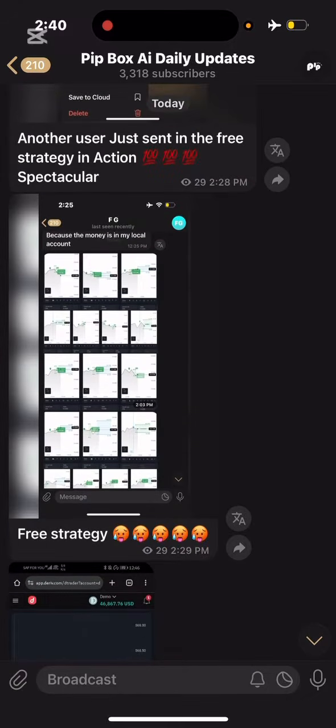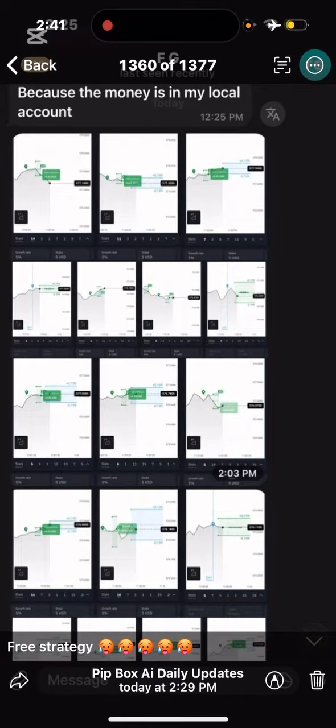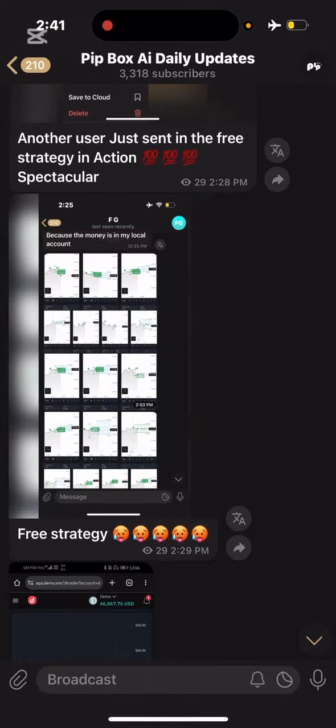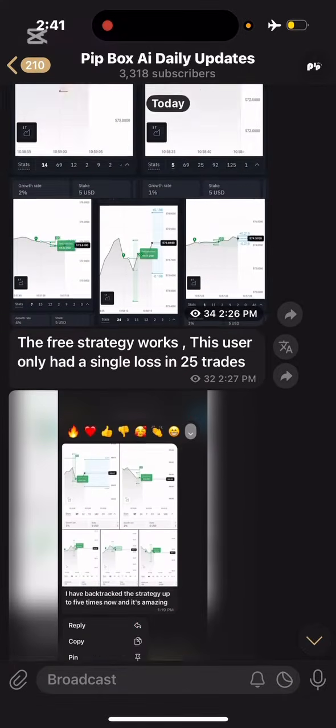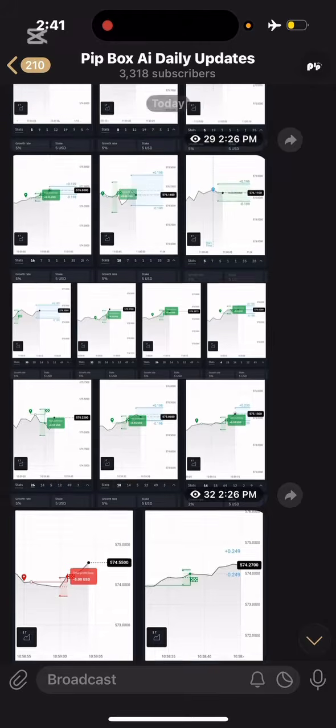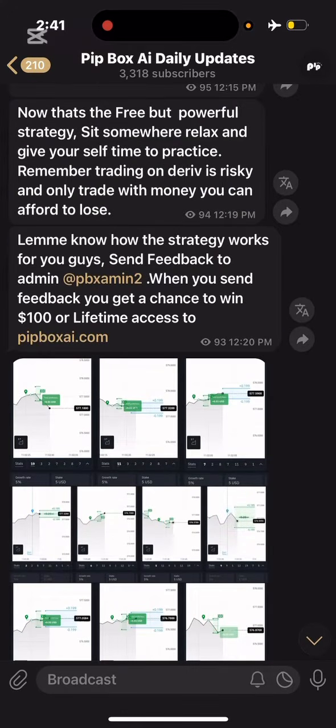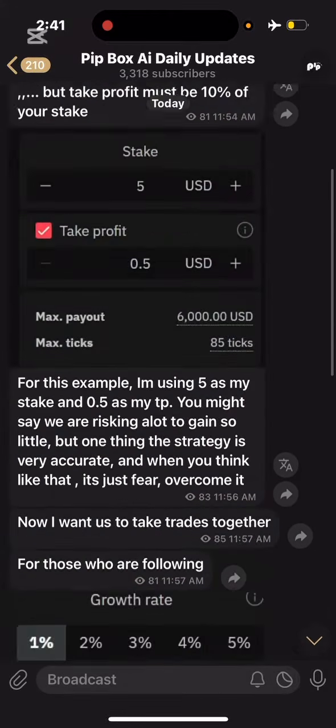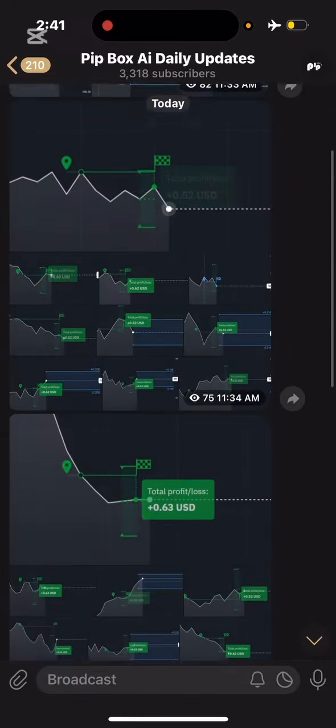We also had this other guy test the strategy. He took over 25 trades. He had only one single loss. Imagine having one loss in 25 trades. Now this is the power of the strategy that I shared on my Telegram channel. You can take a look at these screenshots, but let's just scroll up. I just want to show you guys the strategy.